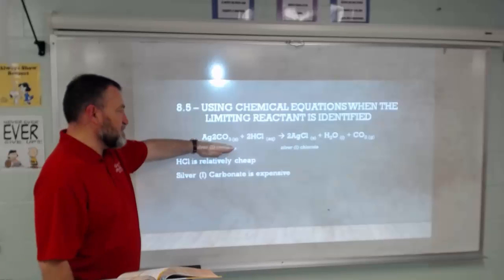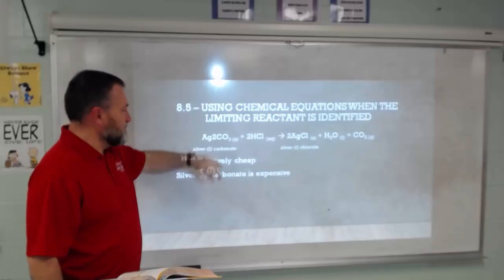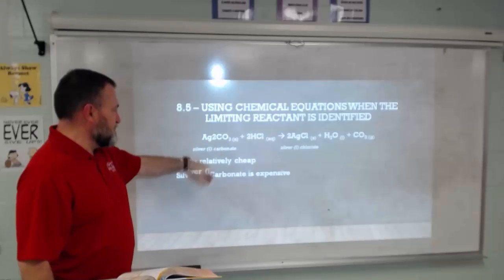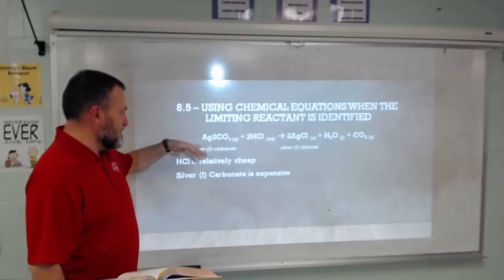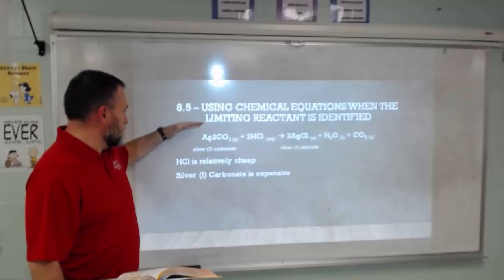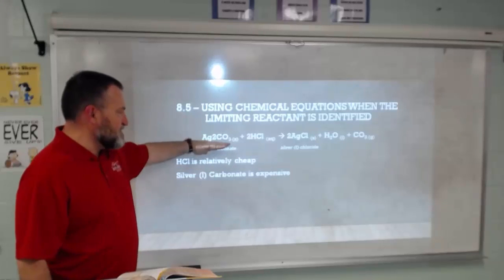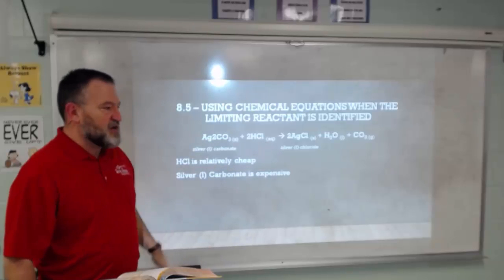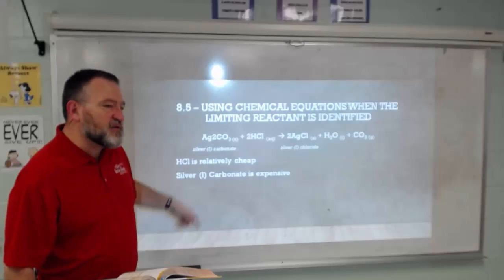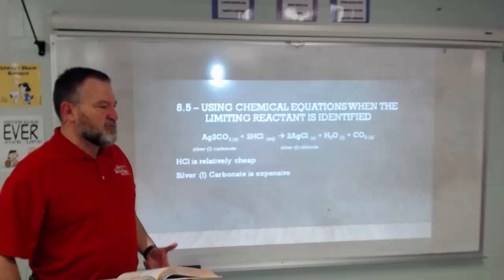Let's say that this is what actually comes through the door, my silver 1 carbonate, Ag2CO3. That 2 should have been dropped down. Obviously, it dropped the formatting, but I think you can deal with that, right? If this is expensive and this is cheap, and I'm trying to capture every single silver atom that I can, what am I going to make sure that I've got tons of in the reaction vat?